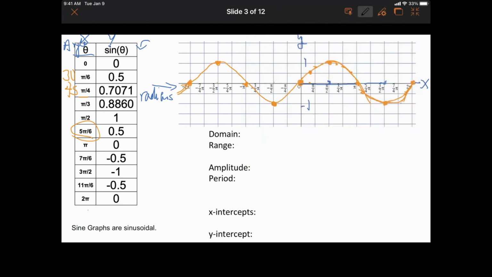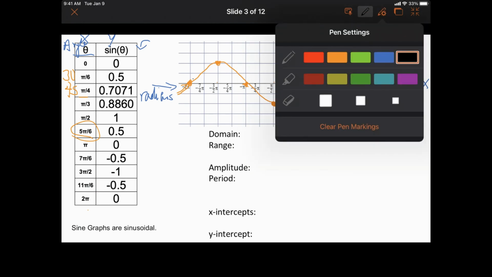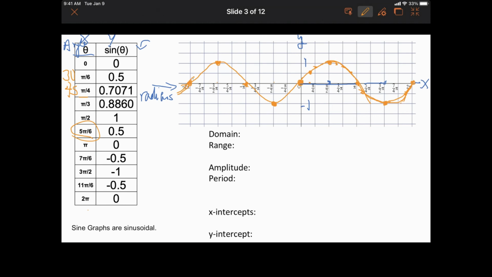Domain. So even though it goes down like this, it's going to still have that cycle. It's going to go down and then it's going to go back up. It's not going to turn suddenly into a straight line. It's not. It's going to go like that forever, up and down and up and down, like a nice wave. So your domain is all real numbers.